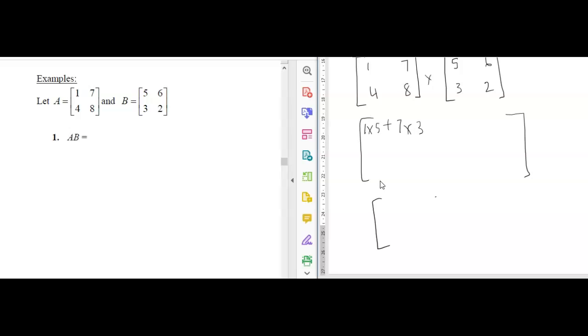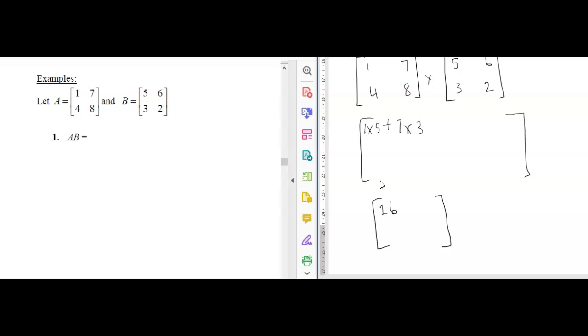Remember, we're going to have a 2 by 2 matrix to finish. So if you want to do it as you go along, you can. So 1 times 5 is 5. 7 times 3 is 21. So 5 plus 21 is 26. Okay, so this element here, 1.